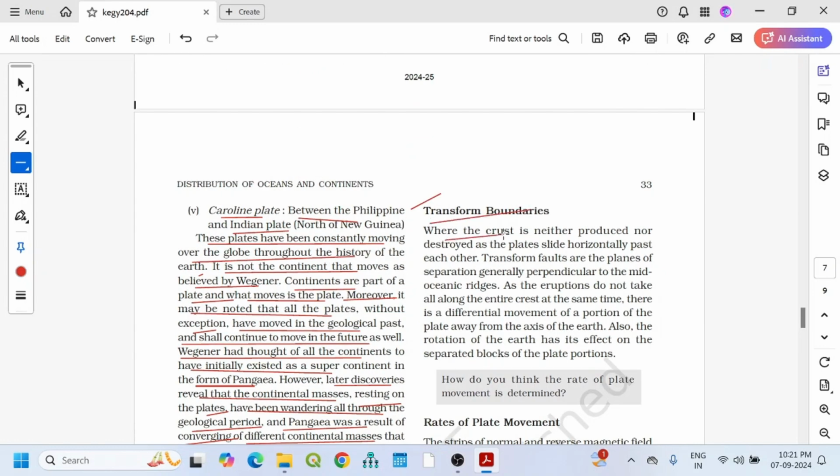Transform boundaries, where the crust is neither produced nor destroyed as the plates slide horizontally past each other. Transform faults are the planes, the separations generally perpendicular to the mid-oceanic ridges. As the eruptions do not take place all along the entire crest at the same time, there is a differential between a portion of the plate away from the axis of the earth. Also, the rotation of the earth has its effect on the separated blocks of the plate boundaries.